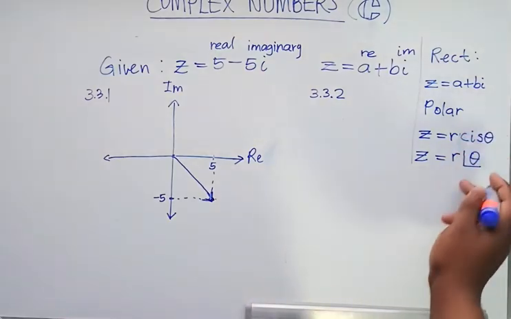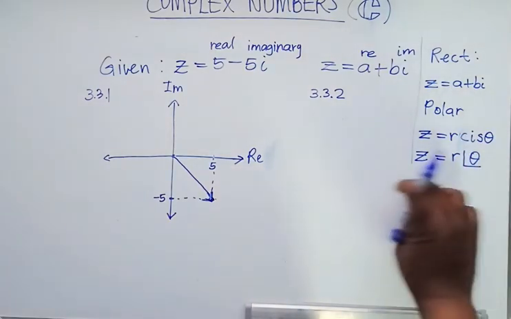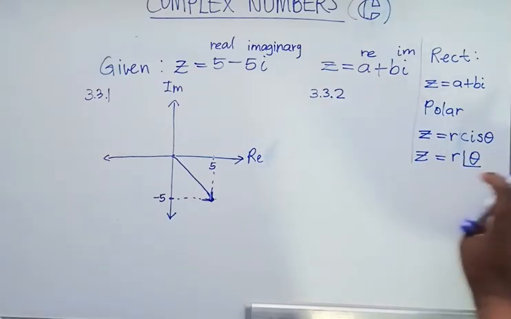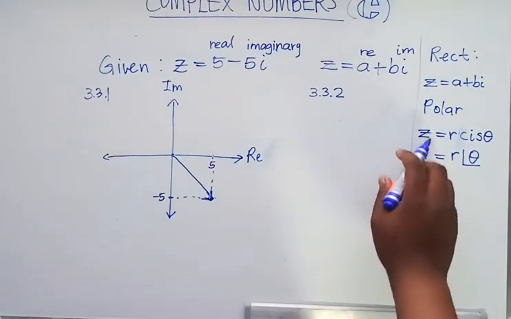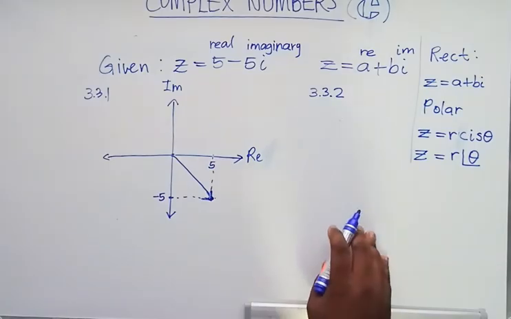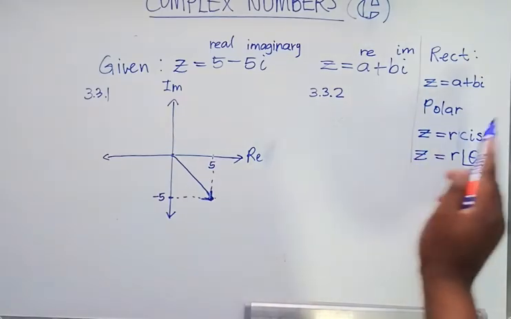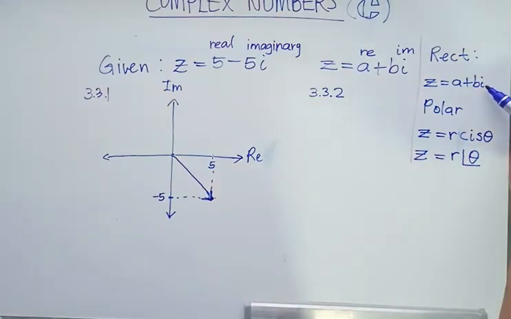So we could choose any of the two. There's another one which is much longer, but because of space I'm not going to write it. I'll just use any of the two. So now I want to convert this rectangular form to the polar form.